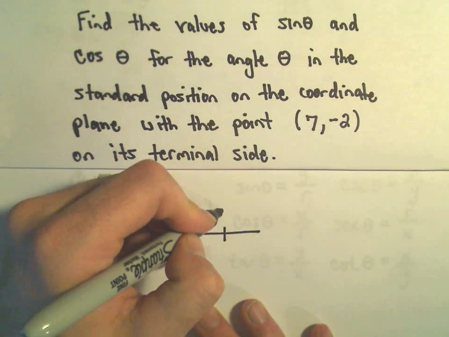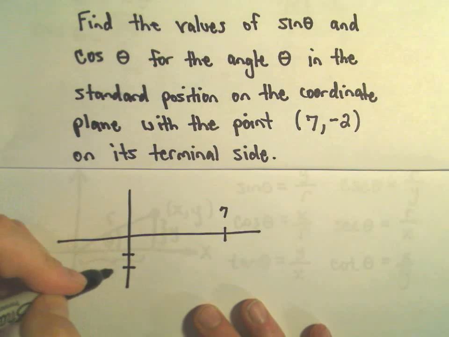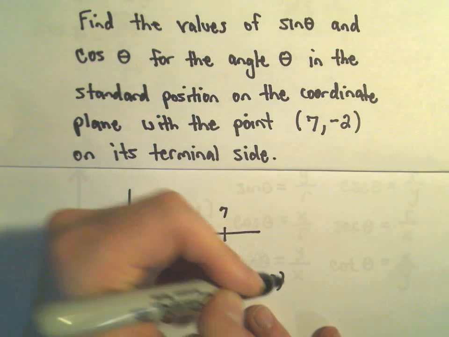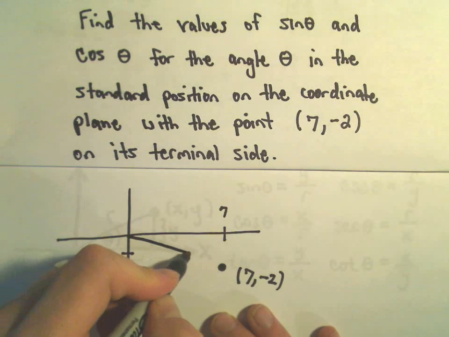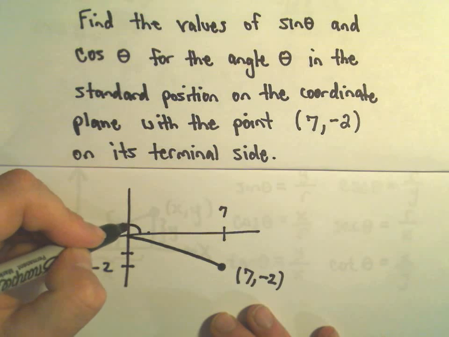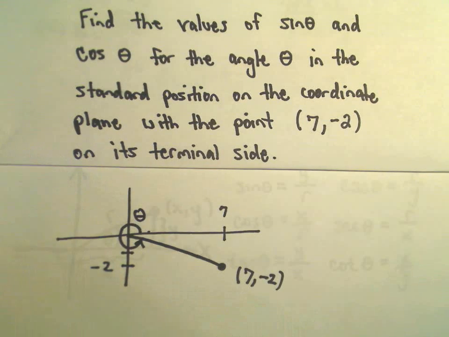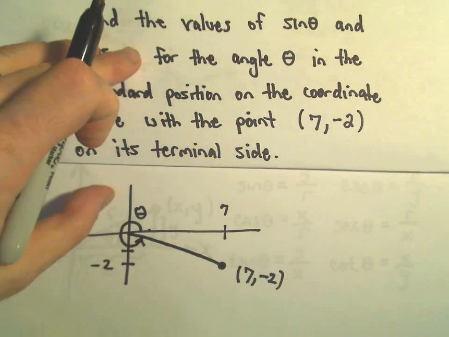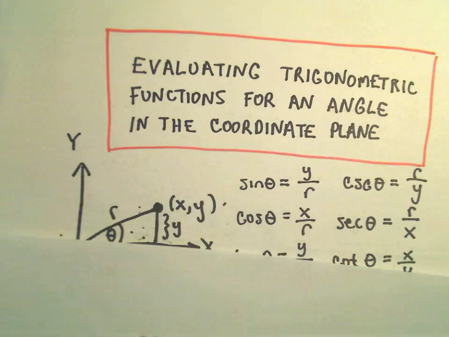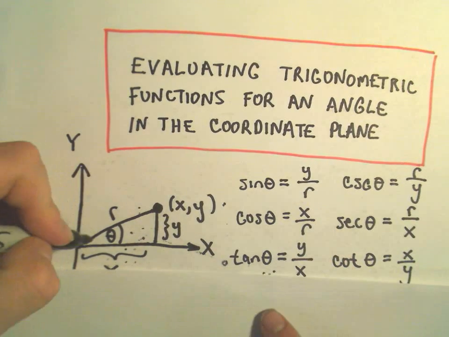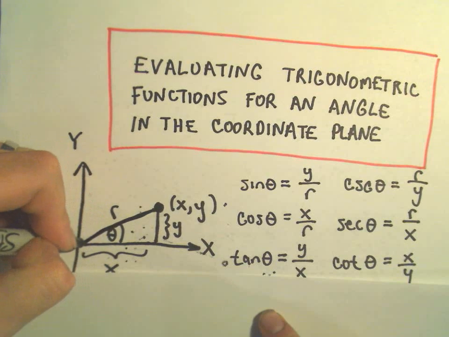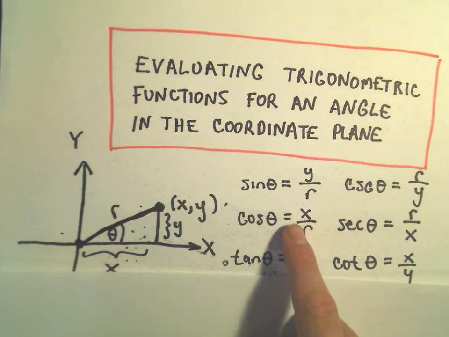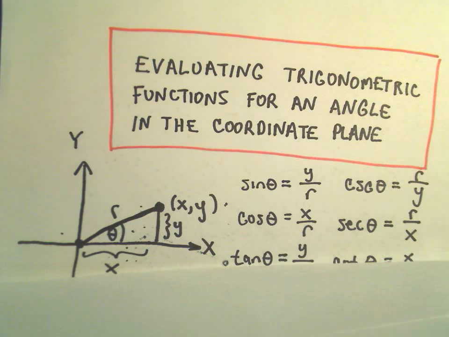So we go over 7 units on the x-axis, down 2 units on the y-axis. So here's our point (7, -2). There's our angle theta. But all we have to do to figure out sine of theta and cosine of theta, remember we said sine of theta is simply the value of the y-coordinate over the r value, which you can think about as being sort of the radius or the distance from the origin. And cosine of theta is defined to be the x-coordinate over that r value.